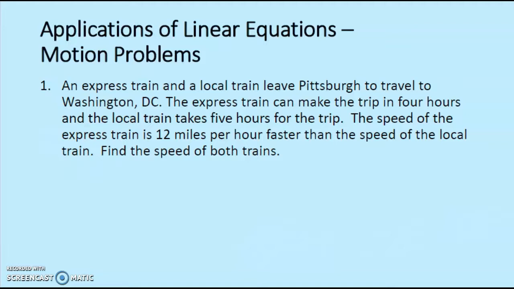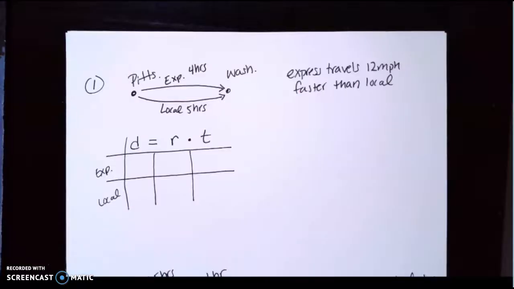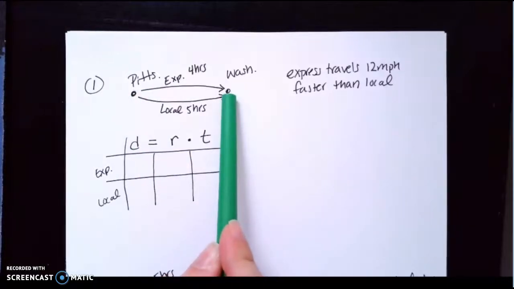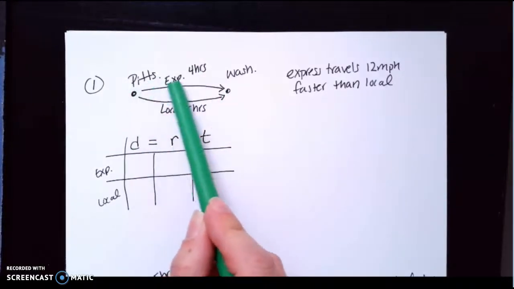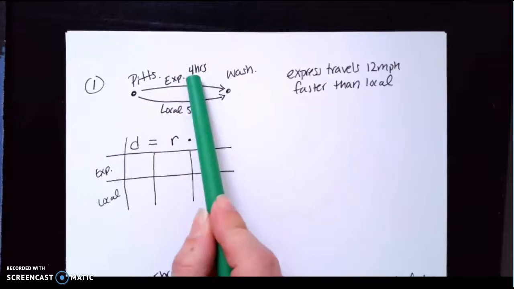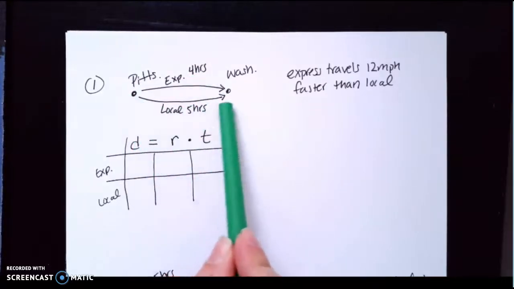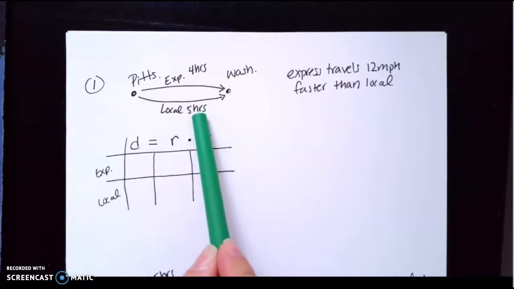All right, in order to help us get a sense of what's happening here, I suggest drawing a picture if that is usually helpful. I think having some sort of visual might help you see what's going on. I'm also going to give you some tips on how to organize this, which is why you see a table here. In the picture, I have made a location for Pittsburgh and Washington, D.C. My express train is leaving Pittsburgh, going to Washington. It takes the express train 4 hours. The local train, also going from Pittsburgh to Washington, takes 5 hours.